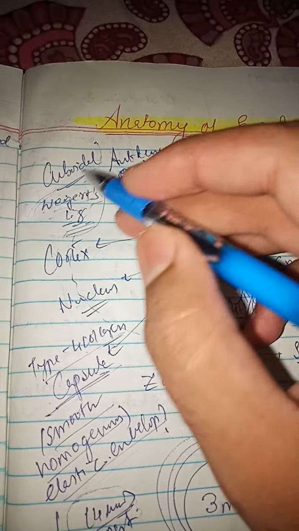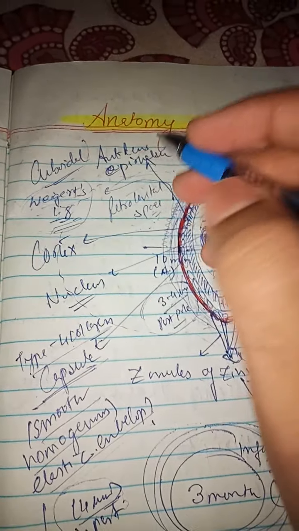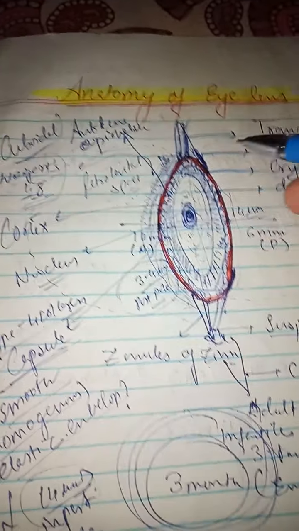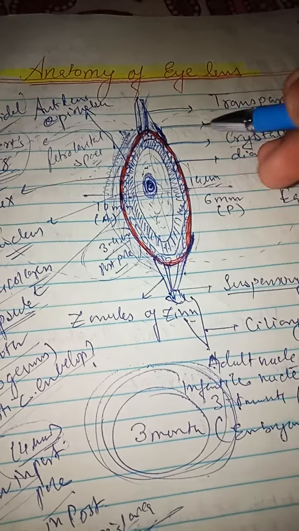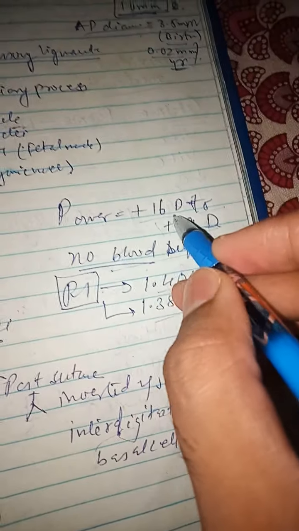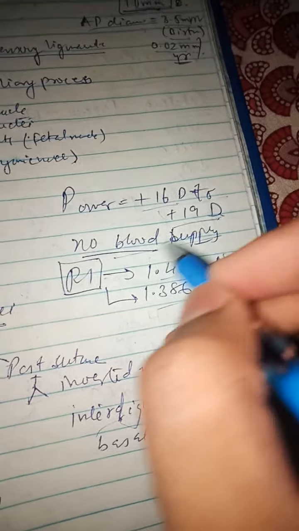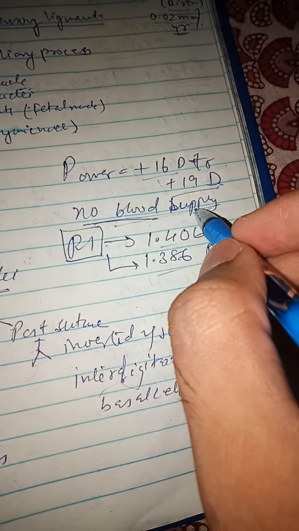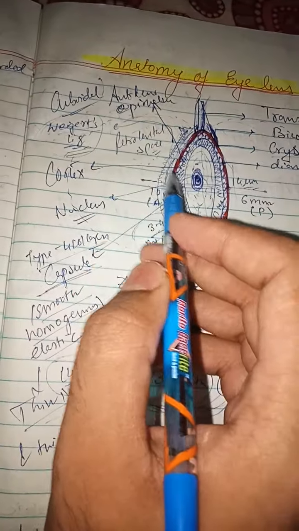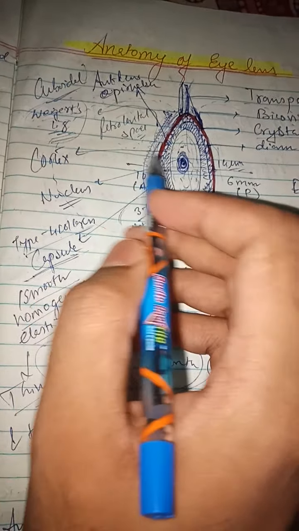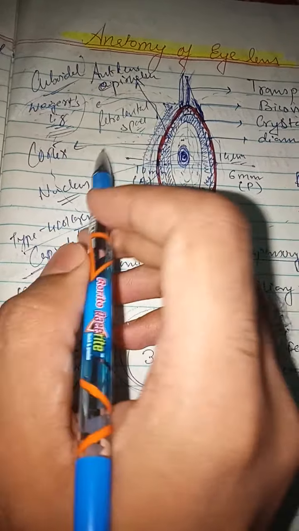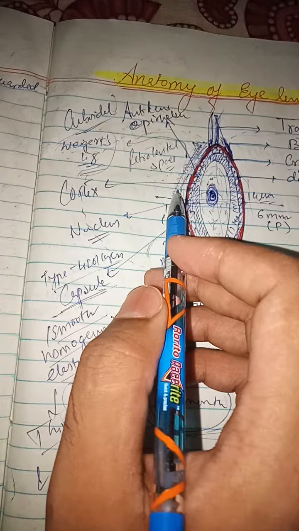Now the anterior lens epithelium is made of cuboidal cells present on the anterior lens capsule. It is a metabolically active cell. The power of the lens is plus 16 diopter to plus 19 diopter. It has no blood supply, so the nutrition it gains is from the fluid of the vitreous cavity.